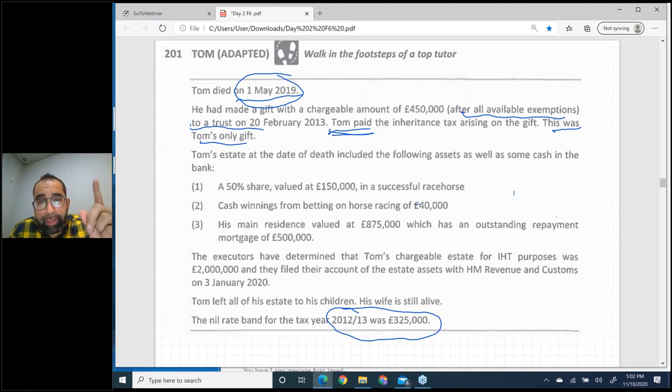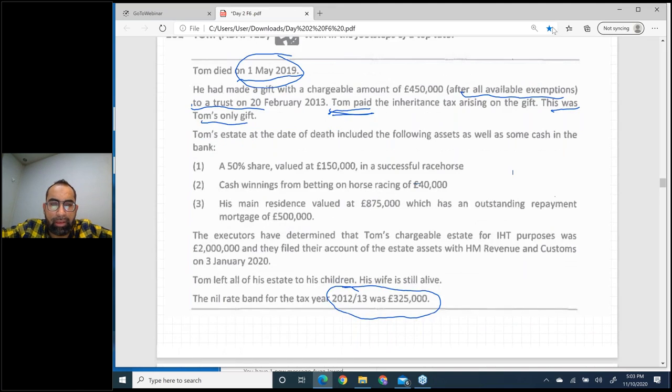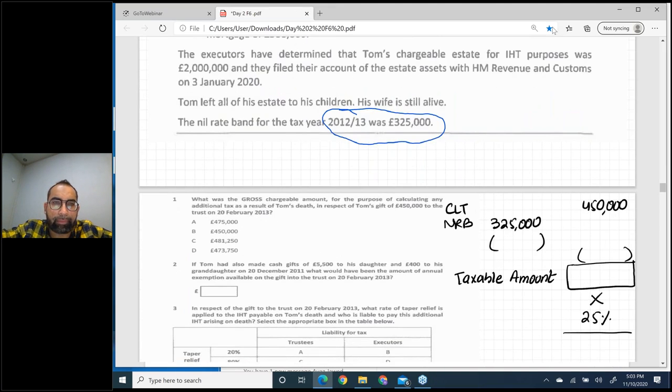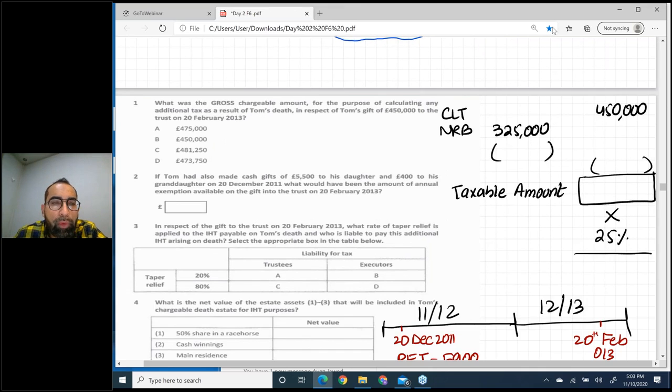I just told you, even when I solved a practical question with you, that for lifetime IHT on CLT, you have to use the NRB of the same fiscal year in which you have given the gift, not the fiscal year of death, and this is 12-13. Okay, let's start the first part. See the screen. What was the gross chargeable amount? In my slides, I taught you the gross chargeable amount.